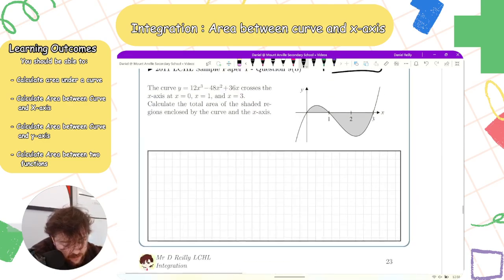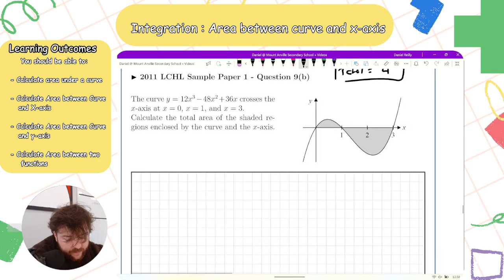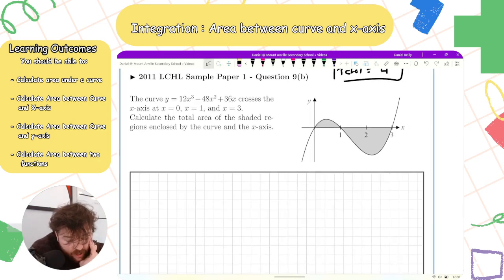And finally, let's look at this one here. 2011: the curve y equals 12x cubed minus 48x squared plus 36x crosses the x-axis at 0, 1, and 3. Calculate the total shaded region enclosed. So I know this will be positive, this will be negative.